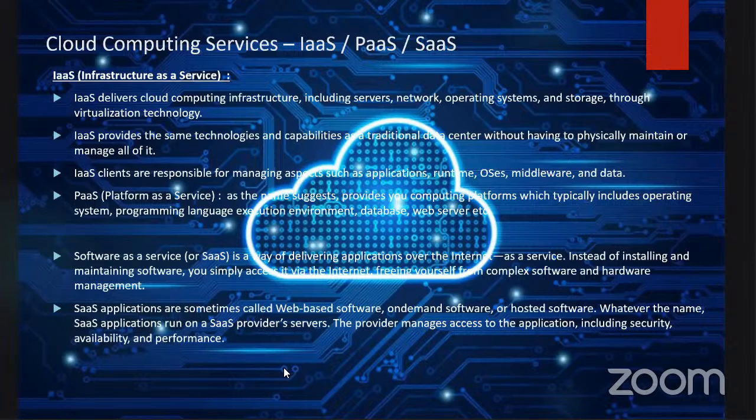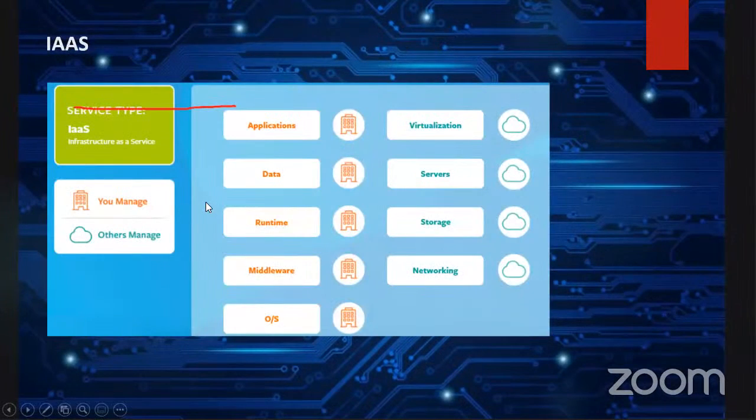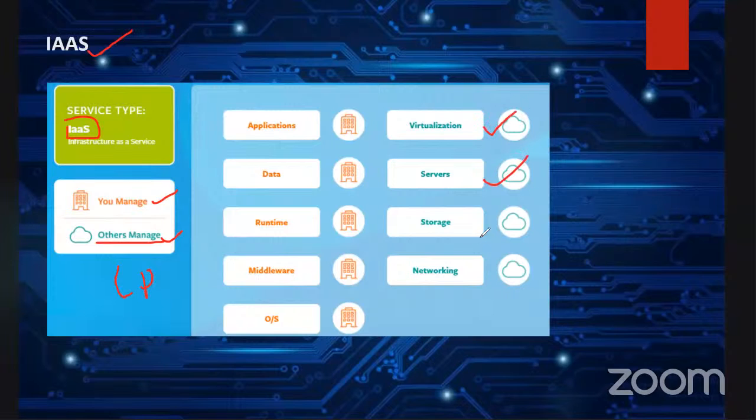Okay, so when it comes to the difference between IaaS, PaaS and SaaS, IaaS delivers cloud computing. See, instead of telling this theoretical, let me go to the next slide. I think that will be useful for you. Okay, see, I'm talking about infrastructure as a service. Any kind of application you are designing, you need to have these many things. So if you see infrastructure as a service, there are two categories. You manage, others manage. When I say others manage, that means the cloud provider. Here, in infrastructure as a service: virtualization, servers, storage, networking.